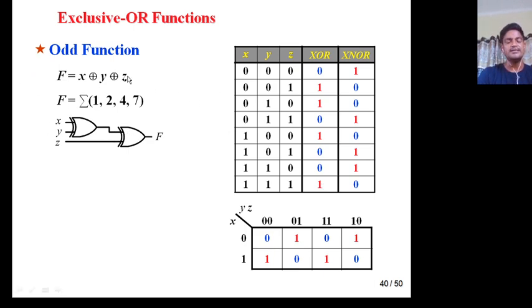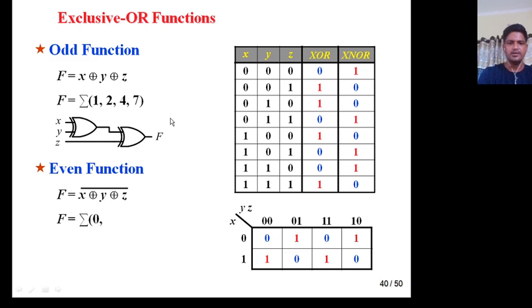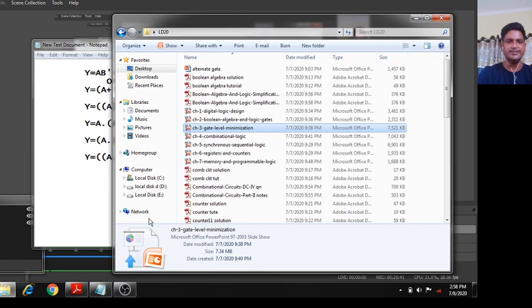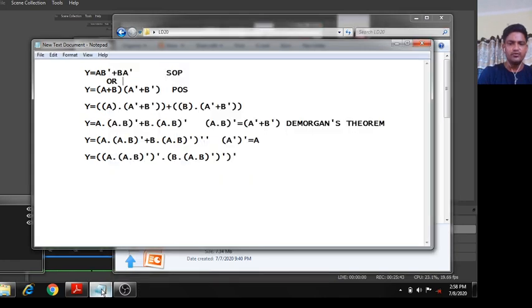So it is sigma in minterms form, 1 2 4 7. You can directly determine by this property what the minterms will be in case of a 3 input XOR gate. This will be 1 2 4 7, and in case of the XNOR gate, 0 3 5 and 6. Okay, even function 0 3 5 6 is nothing but the XNOR gate. Okay, that's all about today's lecture.